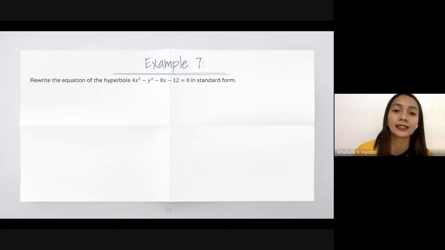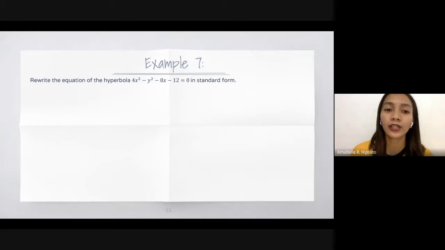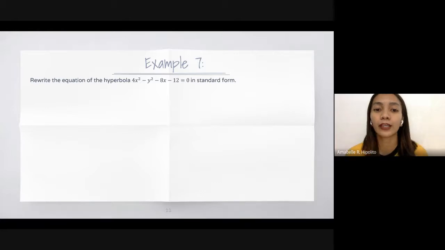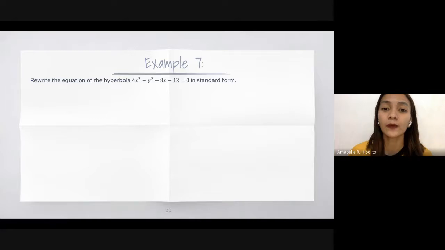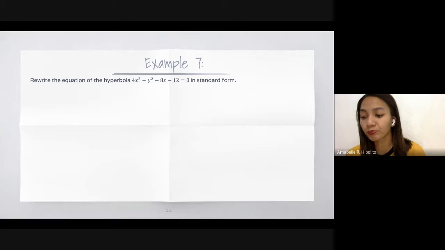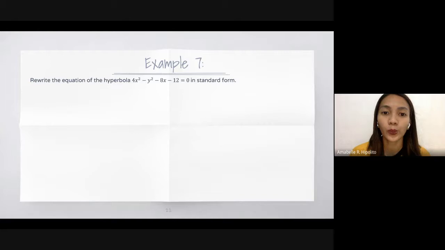Okay, so let's try example number 7. Rewrite the equation of the hyperbola 4x squared minus y squared minus 8x minus 12 equals 0 in standard form. Okay, so the first thing that you are going to do is to regroup terms and transpose the constant on the other side. So we are going to regroup the terms. Okay, i-regroup lang natin yung may mga x na variable and then yung mga may y. So, isa-separate natin yung may x and yung may y. And then yung constant number na 12, ita-transpose natin sa kabila.